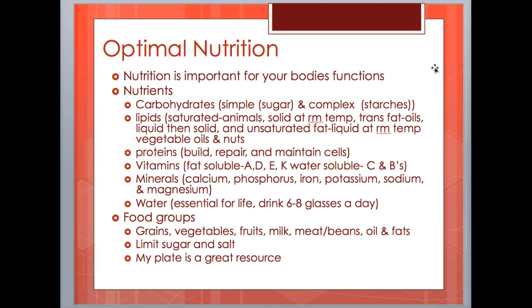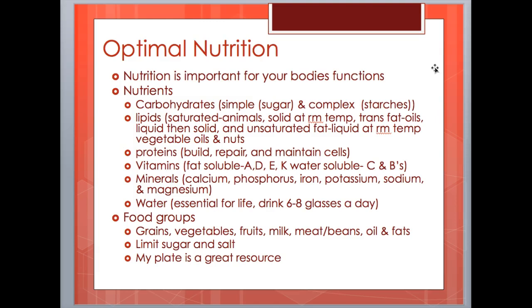So when it starts going over nutrients in this section, nutrients are the carbohydrates, which are the simple and complex. Simple sugar, that's how I remember it. Complex are starches. Lipids, that's your fats. The saturated fats are found in animals. They're solid at room temperature. Trans fat are the oils. They're liquid, then they turn solid. And unsaturated fat is liquid at room temp, and they don't ever harden.